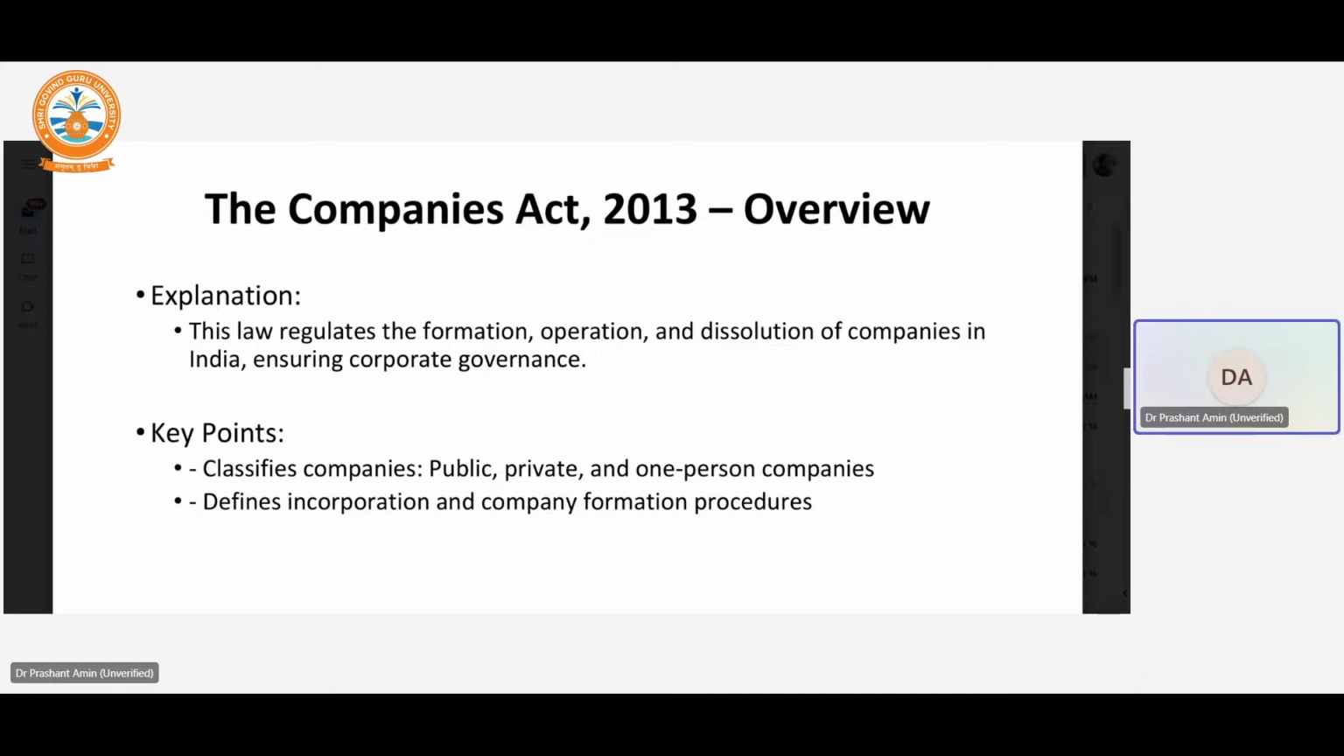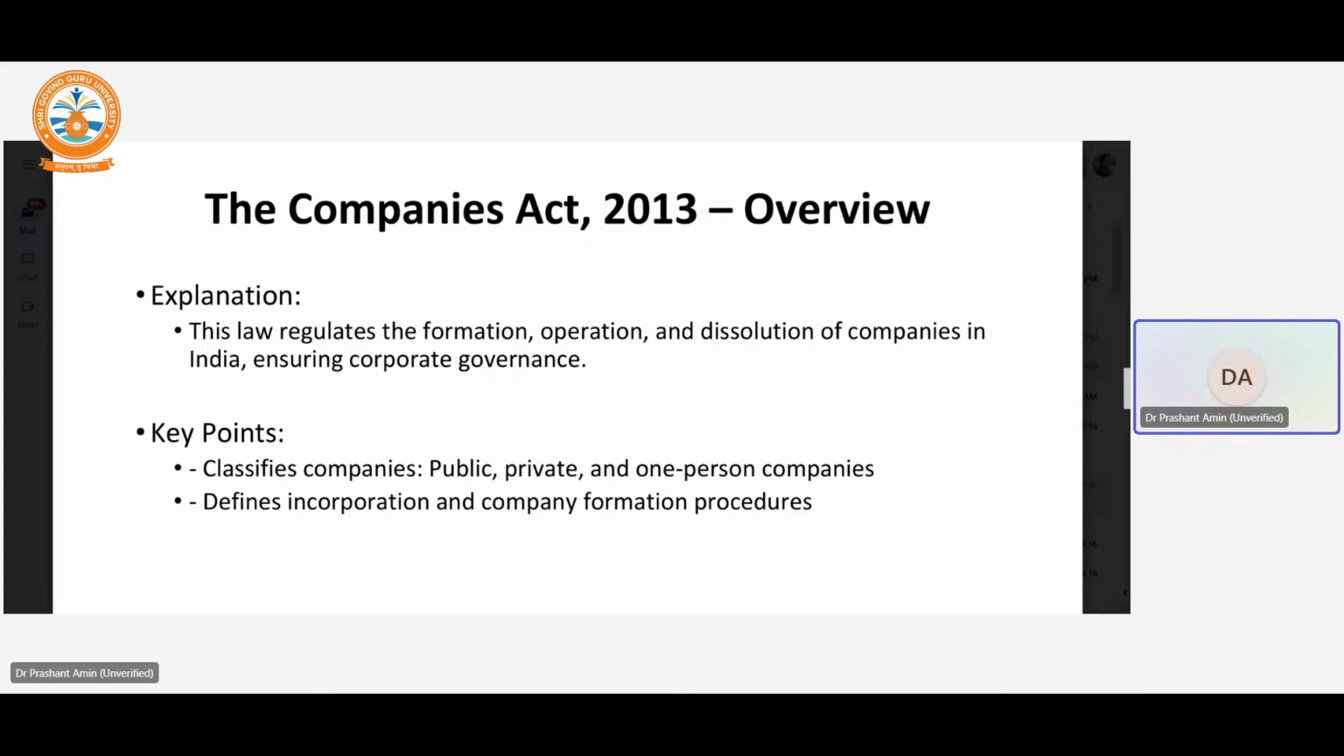So the company is an artificial person, and that artificial person is protected under the law. The company is a unique entity which cannot be prosecuted, but its brains, which means the board of directors, the chairman and the managing director, are prosecuted. And there is one beautiful concept: the lifting of the corporate veil.